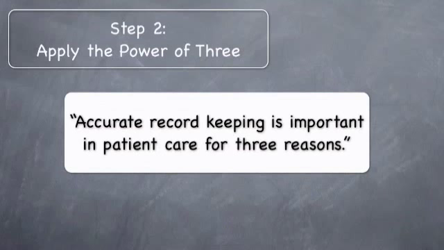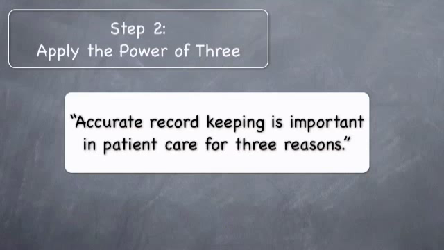And now it says, accurate record keeping is important in patient care for 3 reasons. Now this is key. Why do I choose 3? Not 1, not 2, and not 10. Well, you see, your brain thinks in terms of 3. 3 is the easiest, largest number for your brain to deal with. Let me repeat that again. 3 is the easiest, largest number for your brain to deal with.